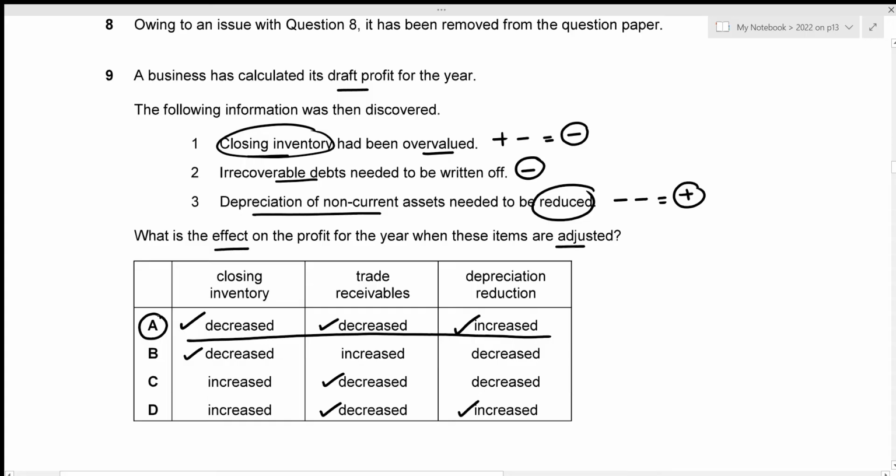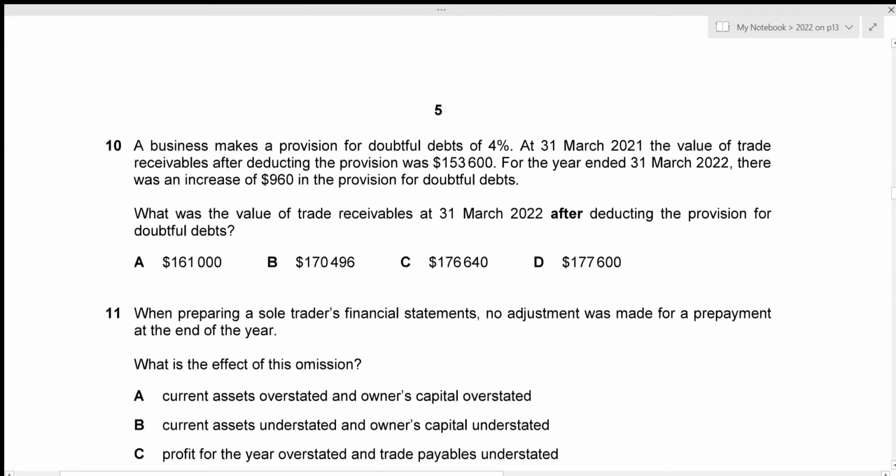We can now move towards question number 10. A business makes a provision for doubtful debts of 4%. At 31st March 2021, the value of trade receivables after deducting the provision was 153,600.